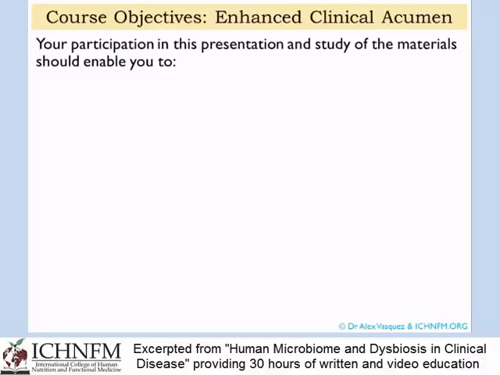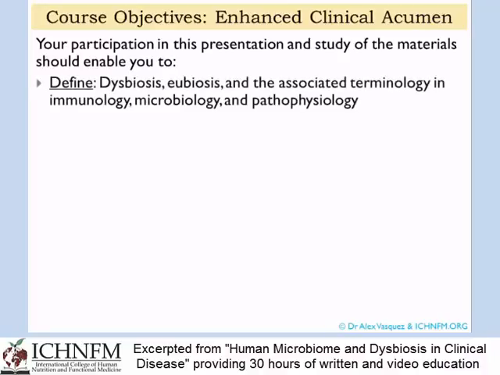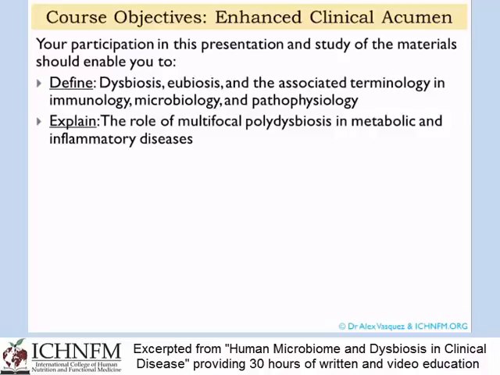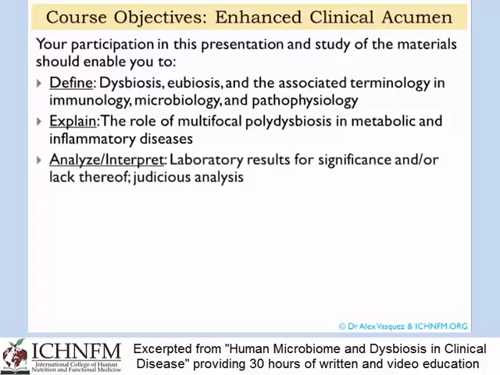Course objectives are going to be described here. Of course, the ultimate goal is enhanced clinical and intellectual acumen. Your participation in this presentation and study of the materials should enable you to define dysbiosis, eubiosis, and the associated terminology in immunology, microbiology, and pathophysiology, explain the role of multifocal polydysbiosis in metabolic and inflammatory disease, analyze, interpret laboratory results for significance and or lack thereof.